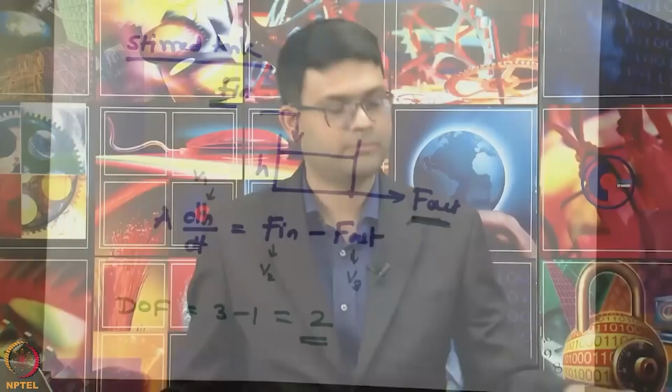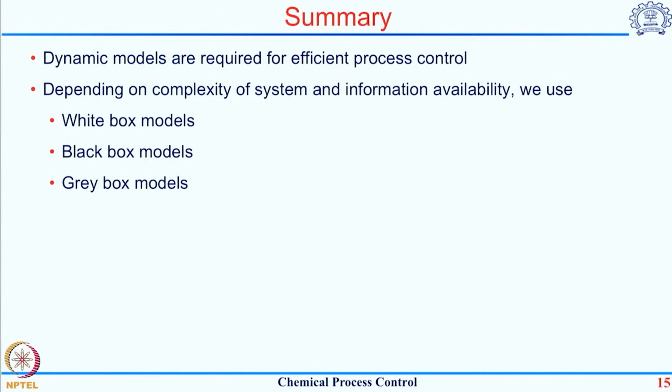So, to summarize this second part of the first week's lecture, we have seen that dynamic models are required for efficient process control, because they will give us the way of how the system behaves, which can later be leveraged to design a control strategy. And depending on the type of system for which we want to write the dynamic model, any one of first principle or white box model, empirical or black box model, grey box model. So, these are the three different ways in which the dynamic model can be formulated, and depending on the system complexity, one model may be better than the other.